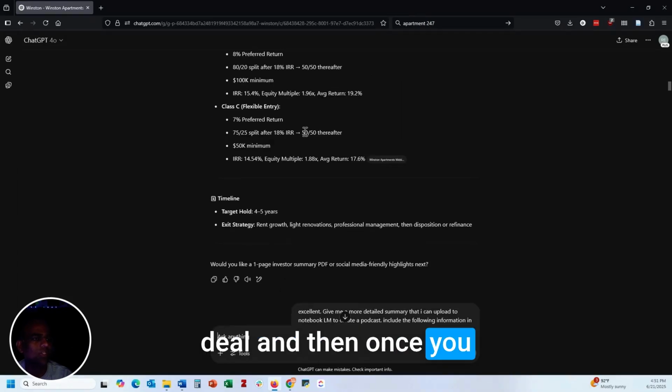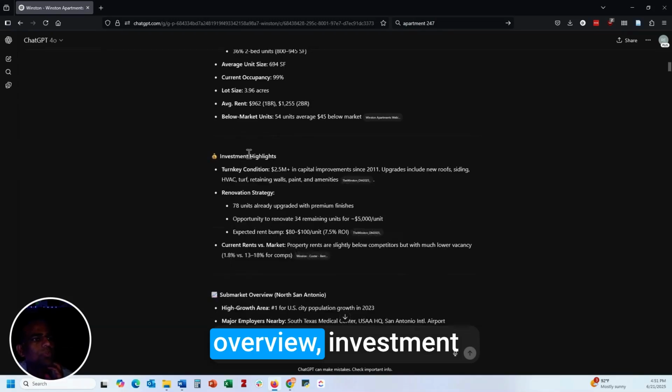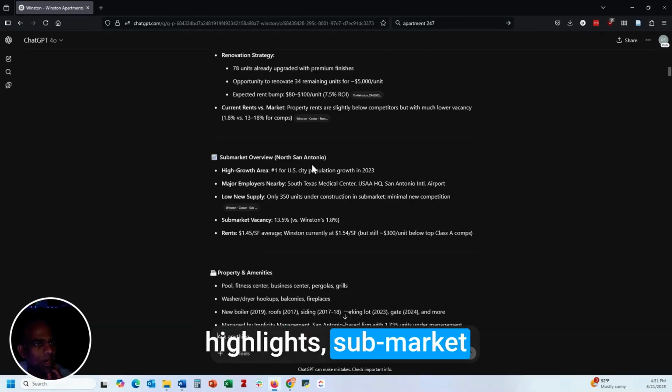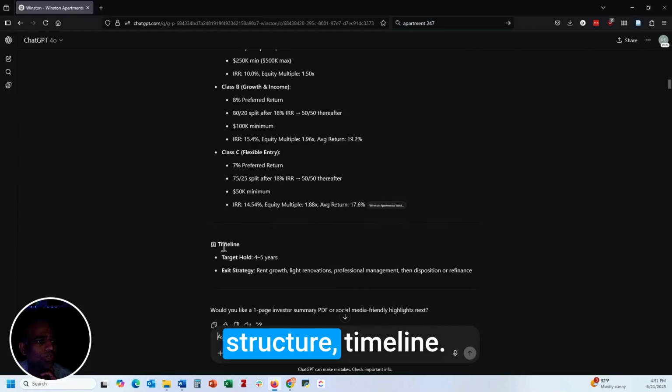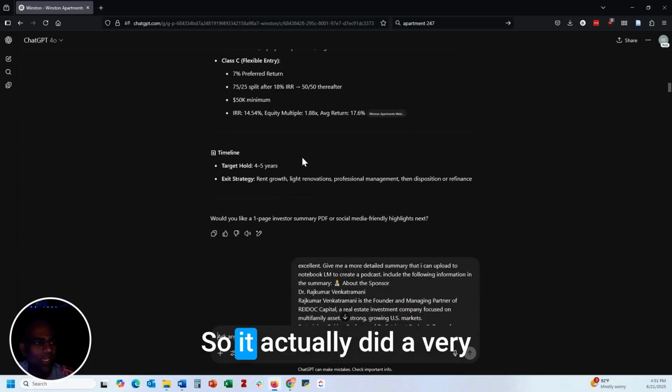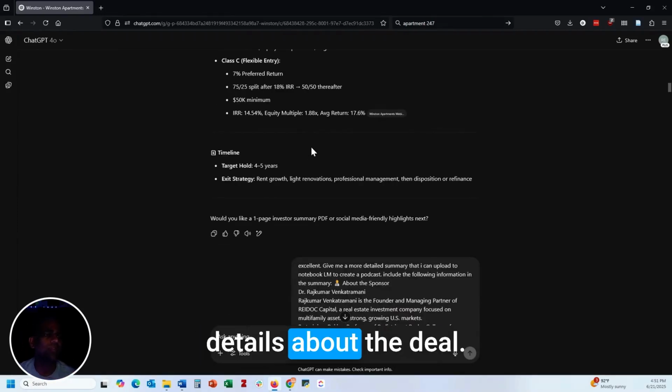And then once you get the overview, for example, here it says apartment property overview, investment highlights, sub-market overview, property and amenities, investment structure, timeline. So it actually did a very good job of getting all the important details about the deal.